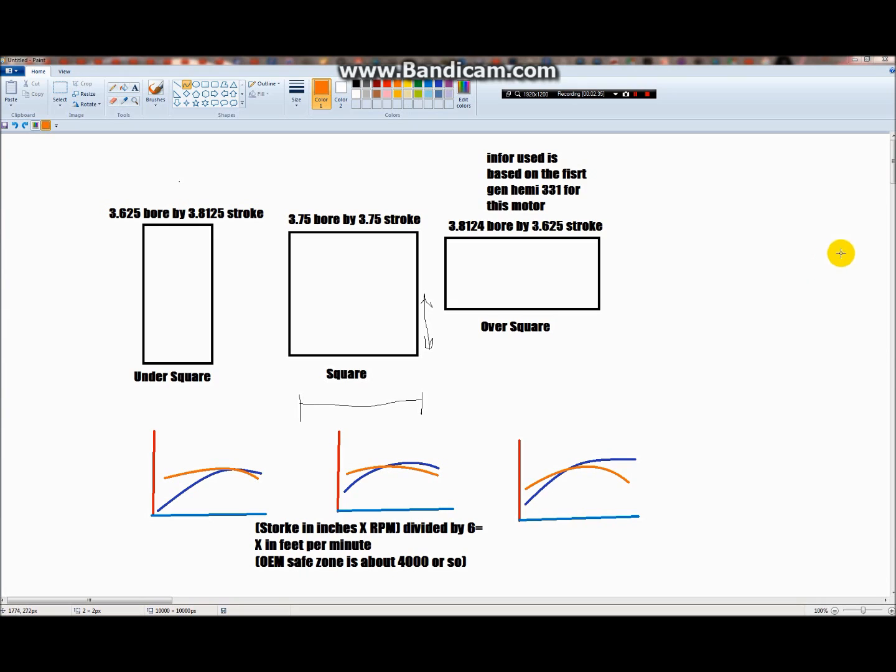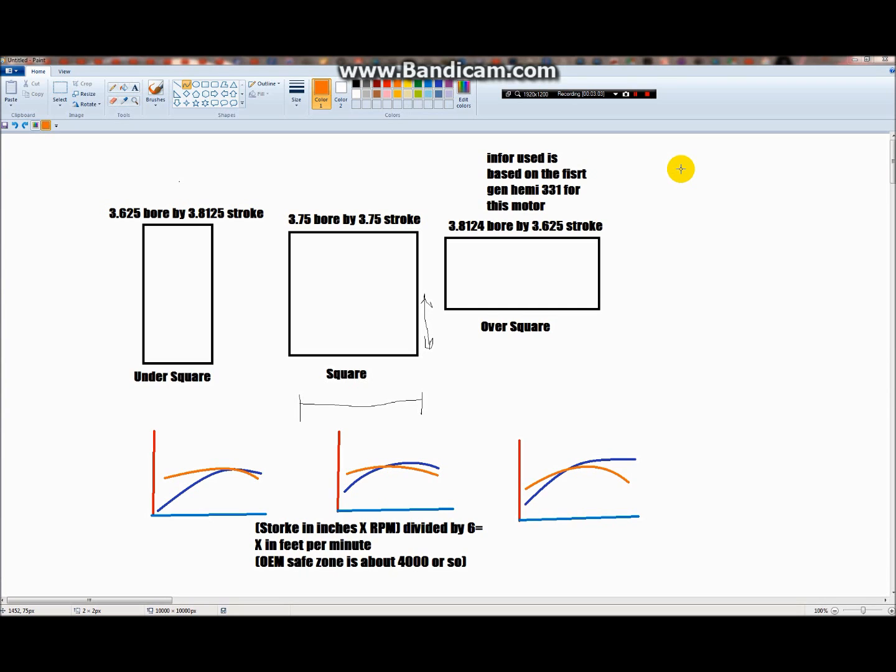The first one I specifically mention is based on a first generation Hemi 331 engine that was, I guess you could call it, a small block Hemi, in air quotations, and it was one of the more stout Hemi V8s that Chrysler ever produced, and it was one of the contenders up there along with the 392.